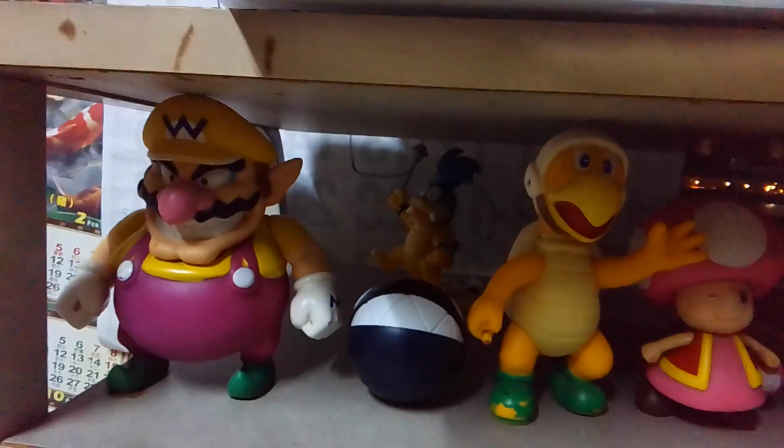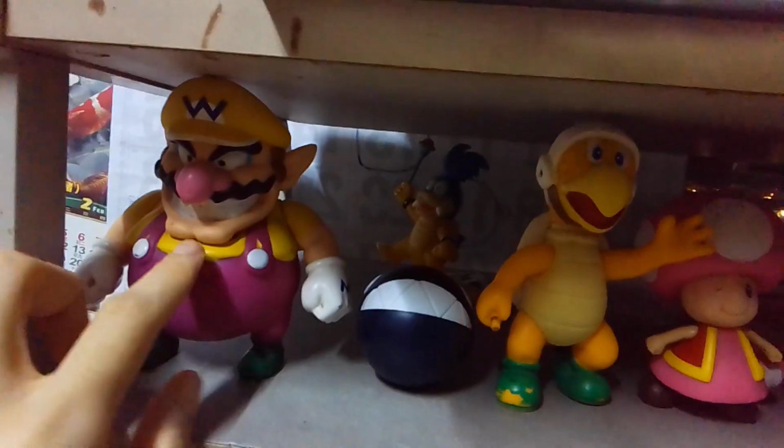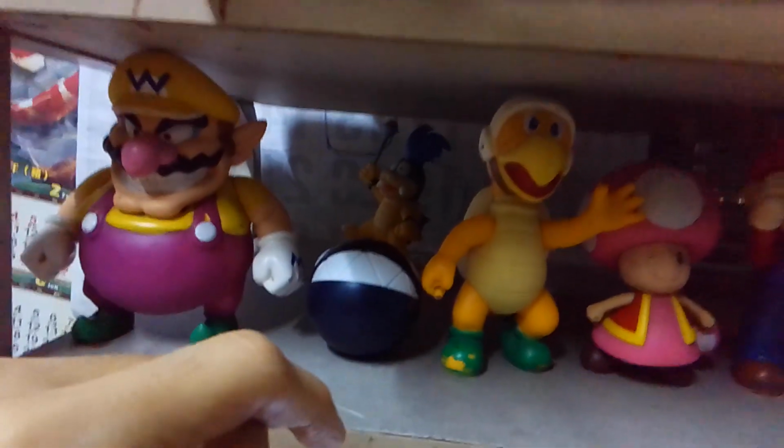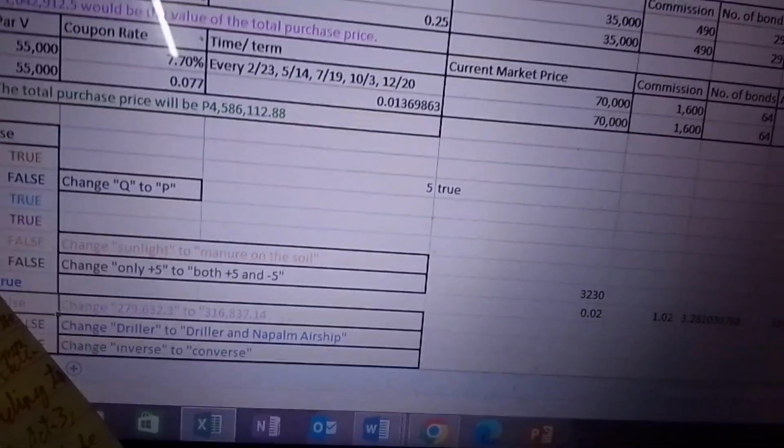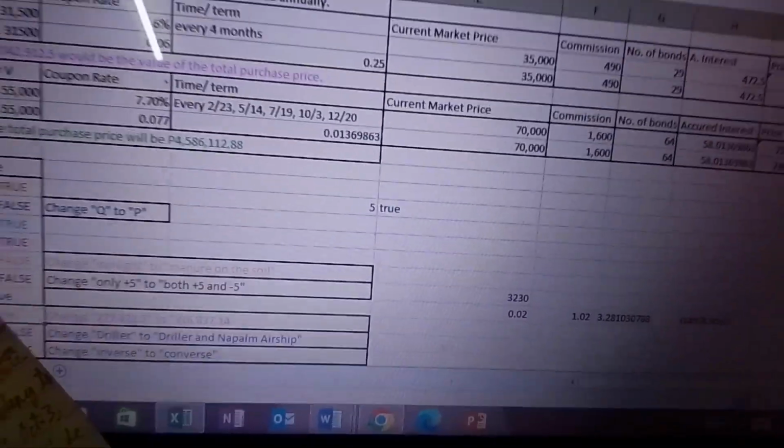So therefore, having Wario, NABAM airship will not only be true. Having driller will not only be true. So dapat both. So therefore, the correct answer is change driller only to driller and NABAM airship. So that is false. Although you can't understand the time-different zodiac, pero never mind na. Last but not least is number 50.